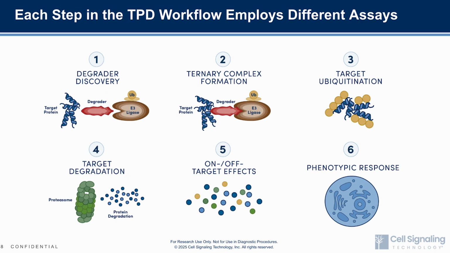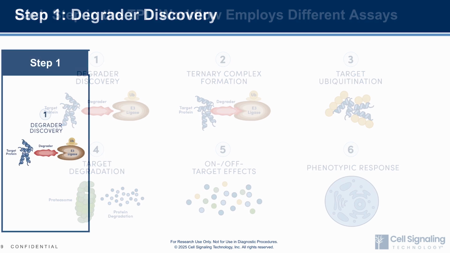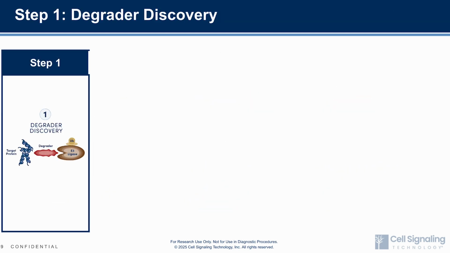So with each step in the workflow, there are different assays that are employed. And so what I'm going to do today is walk through those various steps and talk a little bit about some of the assays that are typically used to assess the functionality of your degrader at each step in the process. So starting with the first step, we really have this degrader discovery.